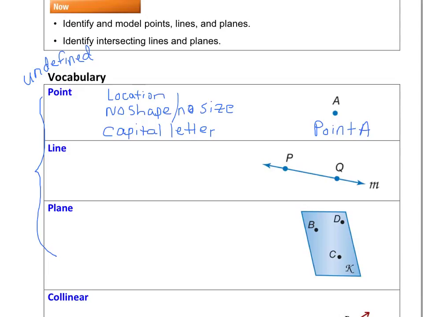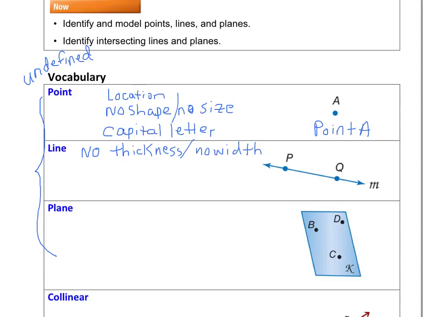Alright, very good. Now a line, very similar to a point, has no thickness at all or width. So that's why we consider it undefined. So no thickness, no width. And a line goes on forever, and that is represented in the diagram with these arrows. So a line goes on forever.